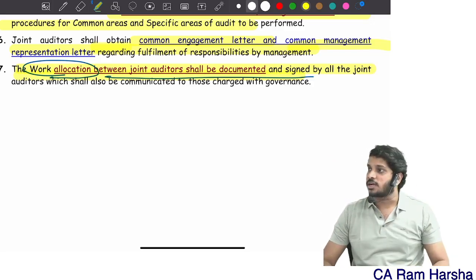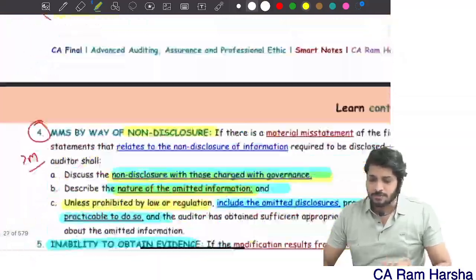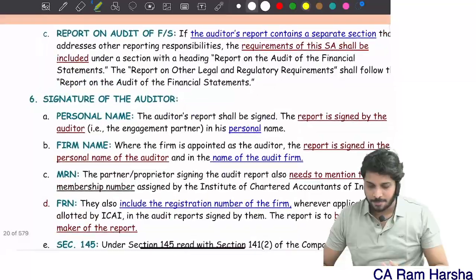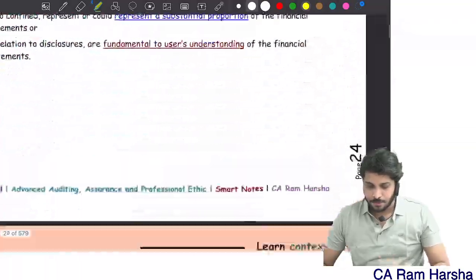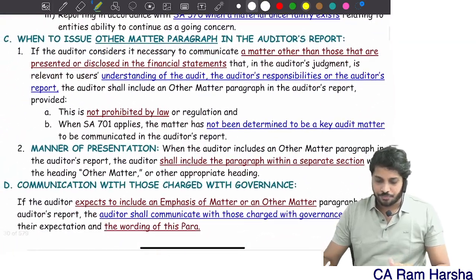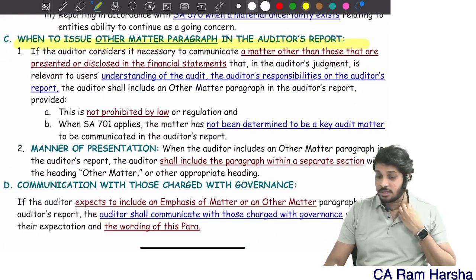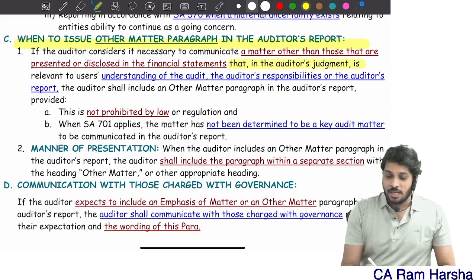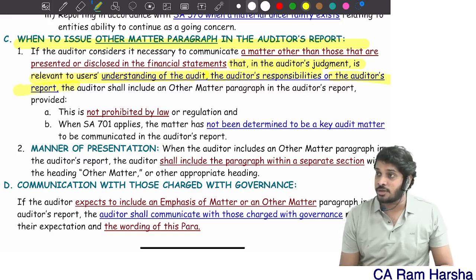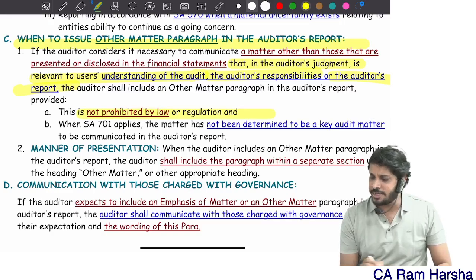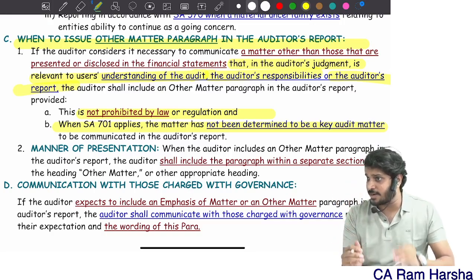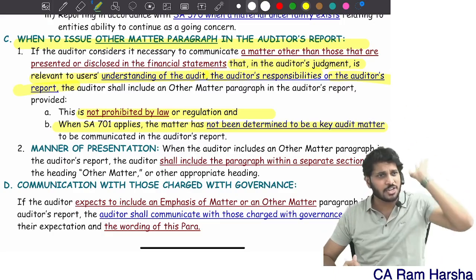Other matter paragraph is over. Clear? Now, look at other matter paragraph. I'll just conclude it. So, when to issue an other matter paragraph? If in the auditor's judgment, the matter is relevant for understanding of the audit, the auditor's responsibility, or the audit report. You can use an other matter paragraph if it is not prohibited by law, or if the matter is not determined as a key audit matter. If it is not determined as a key audit matter, use it. If it is a key audit matter, discuss it as a key audit matter directly.